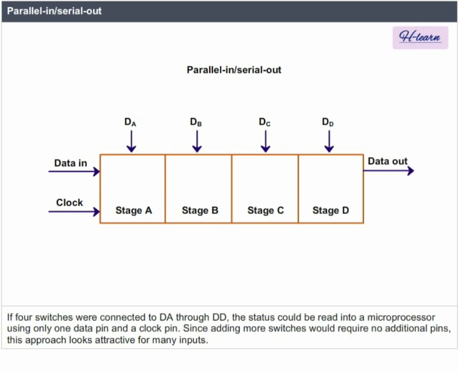If 4 switches were connected to DA through DD, the status could be read into a microprocessor using only one data pin and a clock pin. Since adding more switches would require no additional pins, this approach looks attractive for many inputs.